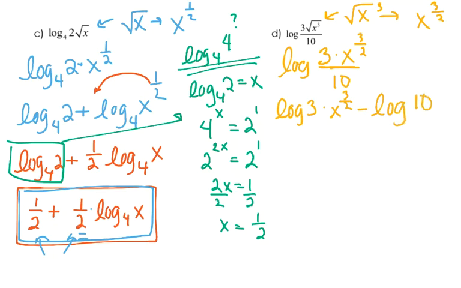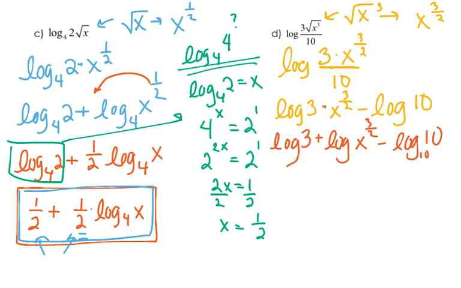of 10. I still have this times sign right there, so I'm going to break this up into log base 10 of 3 plus log base 10 of x to the 3/2. And then finally minus log base 10 of 10. Maybe you've already realized that this log base 10 of 10 is going to cancel into just a 1 because that exponent is 1. So if you want to just go ahead and write that, we're done there.